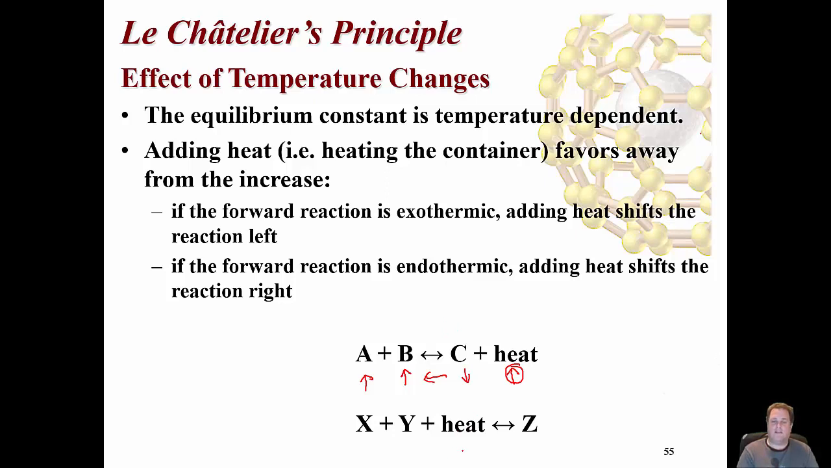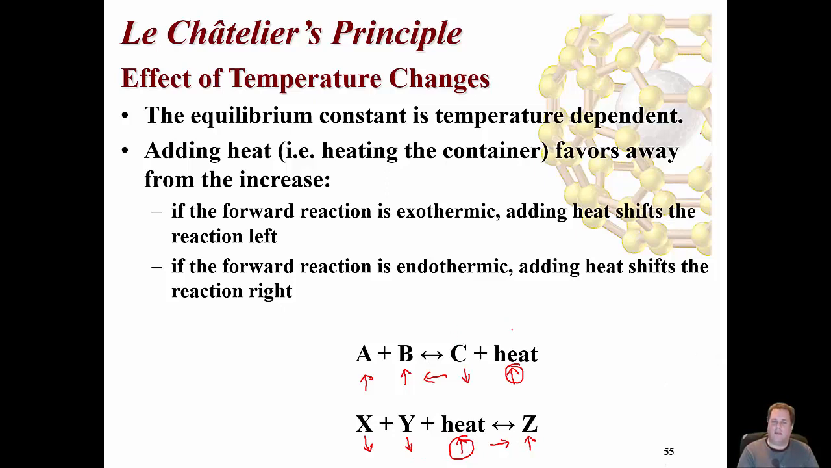Okay, so if the forward reaction is endothermic and we make it hotter, and again, circling it, that's what we changed. We're going to shift away from that, just like if it were another reactant. And so these are going to go down. We're shifting away from the left, or we are shifting right, and so reactants go down, those go up.